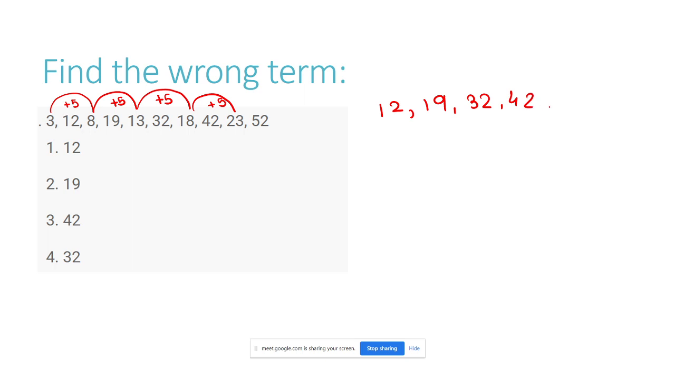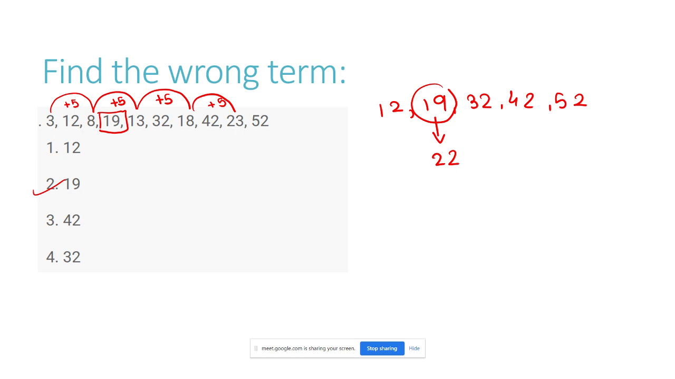Very good identified. If we see the pattern, this number must be 22. Then the pattern is good, right? So it is a difference of 10. So the wrong number among this is this one, 19. Right? So option 2 is the right answer. Is it fine? Everybody is able to get how the question was asked. We have to get a number which is not satisfying the pattern.